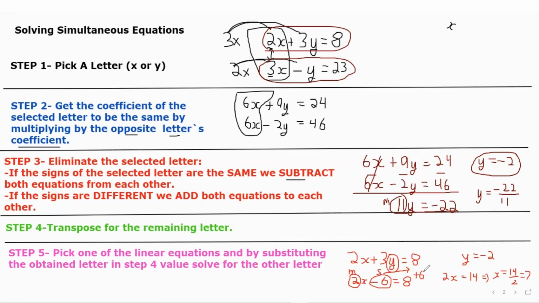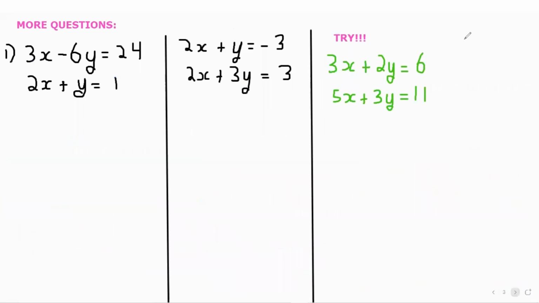Alright, and you're done. For the solution, you just write x is equal to 7 and y is equal to negative 2. So this is how the solution will look. Nice, so these are your steps, make sure you understand them. Once that is done, let's try some more questions. Let's do this one.